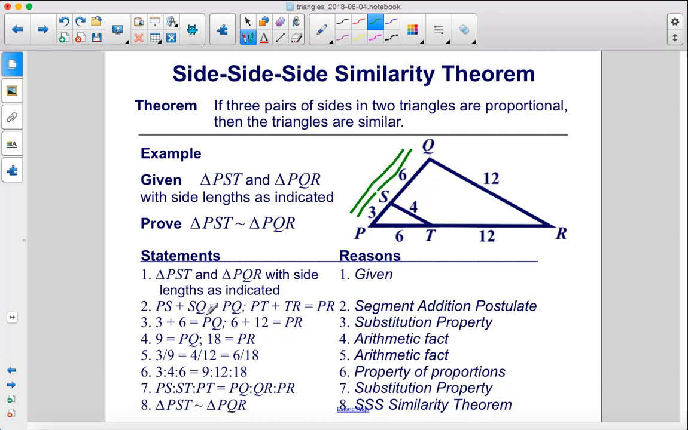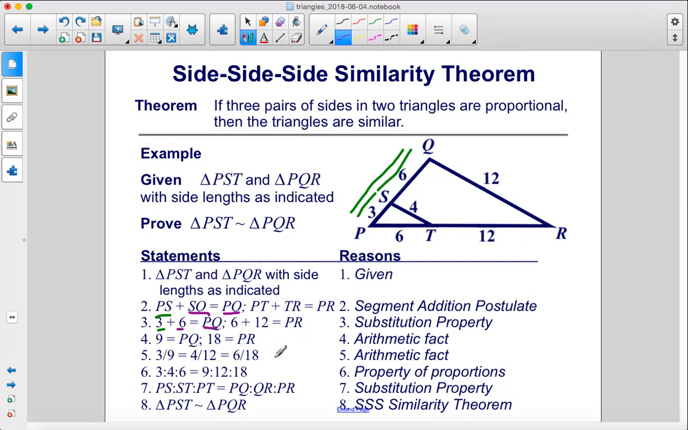Because we know that the length of PS is 3 and the length of SQ is 6, we can substitute in these numbers instead of just these segments here. So then we set those equal to the same values, PQ and PR. We can do that addition, and that's an arithmetic fact.